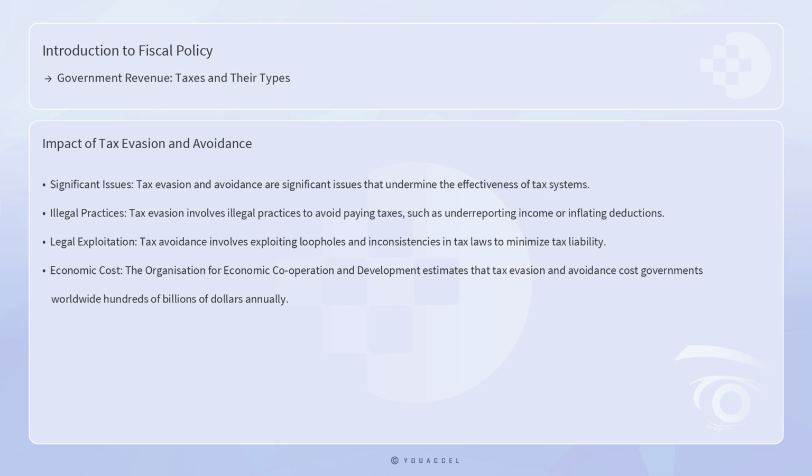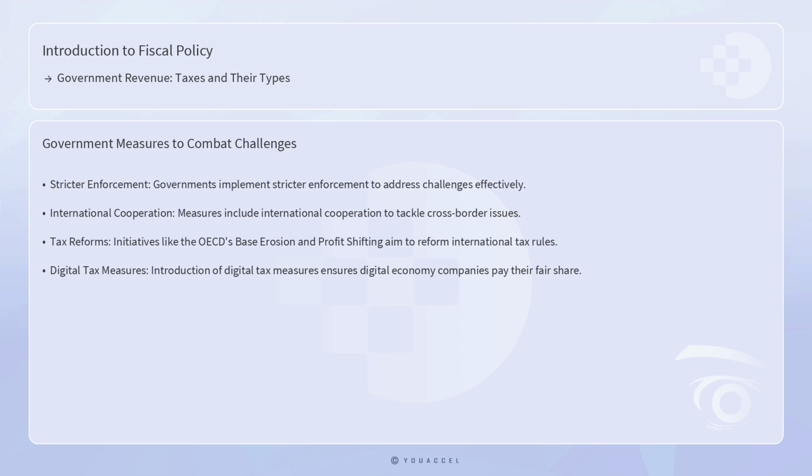Tax evasion and avoidance are significant issues that undermine the effectiveness of tax systems. Tax evasion involves illegal practices to avoid paying taxes, such as underreporting income or inflating deductions. Tax avoidance, while legal, involves exploiting loopholes and inconsistencies in tax laws to minimize tax liability. Both practices erode the tax base and shift the burden onto compliant taxpayers. The Organization for Economic Cooperation and Development estimates that tax evasion and avoidance cost governments worldwide hundreds of billions of dollars annually. To combat these challenges, governments implement various measures, such as stricter enforcement, international cooperation, and tax reforms.